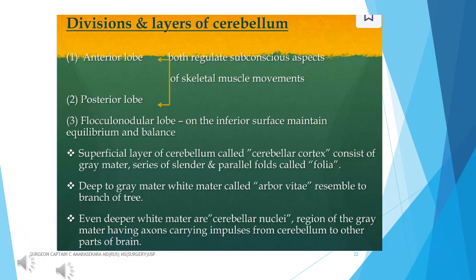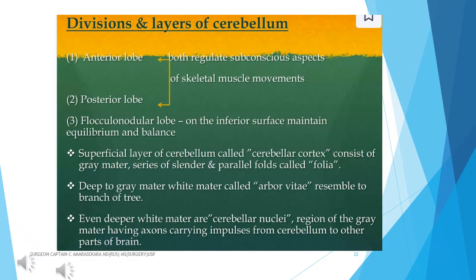It coordinates voluntary movement and integrates cerebral input for fine motor control. So a lesion in the posterior lobe may cause intention tremors, dysmetria, and scanning type speech.